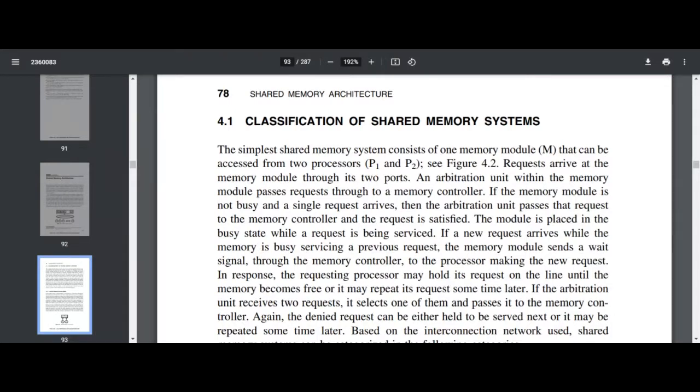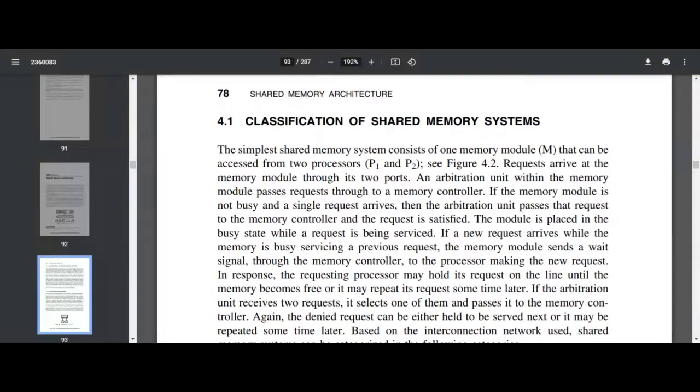So in this way, we know that the module is placed in the busy state while a request is being serviced. If you want to process something and you have already requested a memory module, then in this case you have to wait.